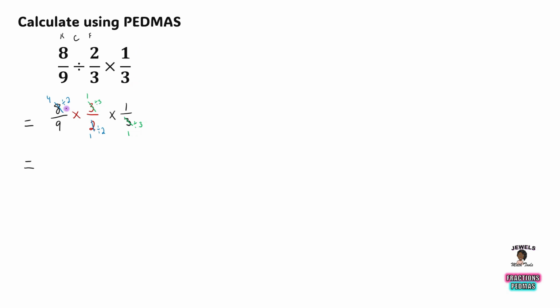So in my first fraction, I see that I still have a 4 and my 9 in my denominator. In my second fraction, I have a 1 and a 1 in my denominator. And in my final fraction, I still have my 1 in my numerator and my 3 in the denominator reduced to a 1. So now I have 4 being multiplied to 1s, which will equal 4, and 9 being multiplied to 1s, which will equal 9. So our solution for our fraction using PEMDAS is 4/9.